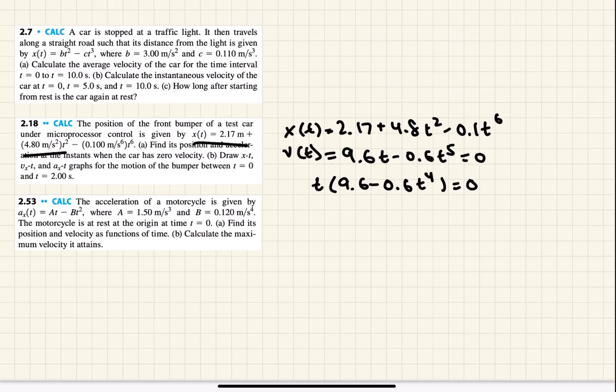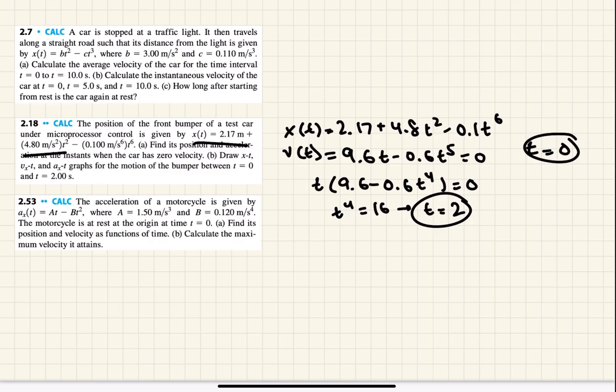So either t equals 0, which is not really that interesting, but that is a point nonetheless, so we have to consider that. And the second one is, well, you just solve this equation where 9.6 minus 0.6 t to the power 4 equals 0. So you divide it and you get t to the power 4 equals 16. And so t is equal to 2 or negative 2. Time cannot be negative, so t equals 2 is our second answer.